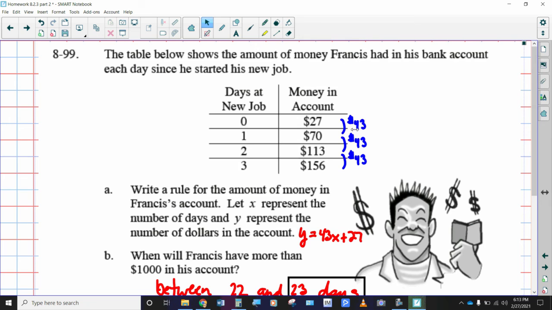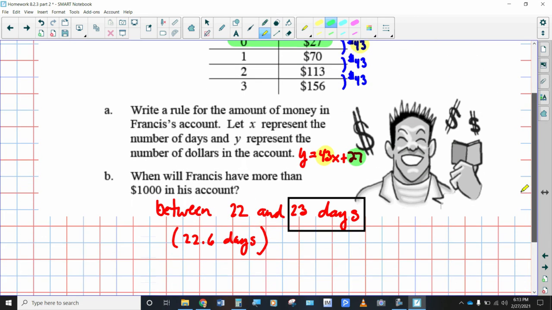Notice that it's increasing by a constant rate. It's going up by $43 per day on the job. So that implies that y equals mx plus b is going to be the rule, because this is linear growth, or a constant growth rate. And the growth rate is the slope of the line, so that's the 43 here, and the starting amount is your y-intercept, which goes right here. So y equals 43x plus 27.